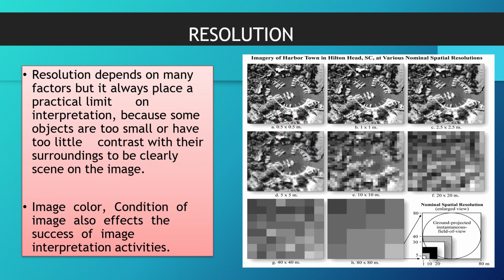Resolution refers to the level of detail visible in an image. Higher resolution allows smaller objects to be clearly identified, while lower resolution makes features appear blurred or pixelated. If objects are too small or have low contrast with their surroundings, they may not be easily interpreted. Image quality, color, and overall condition also affect how accurately an image can be analyzed and interpreted.